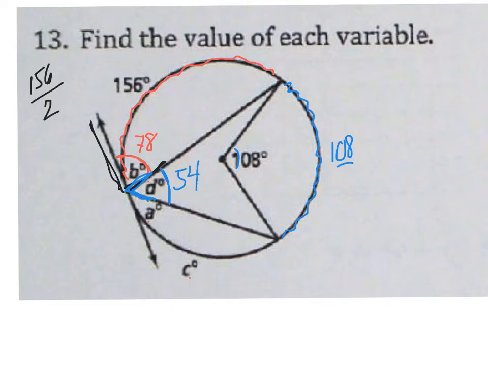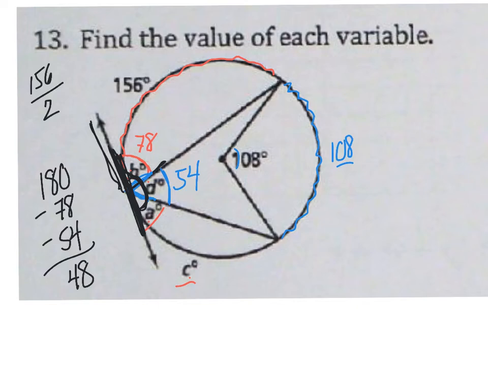Next one down the line is A. Well, in this case, I don't have A or C. All right. Well, the thing is, we did just get B and D. And I know that these three together are going to add up to 180. So I'm going to do 180, and I'm going to take away the two angle measures that I do have, which leaves me with 48.